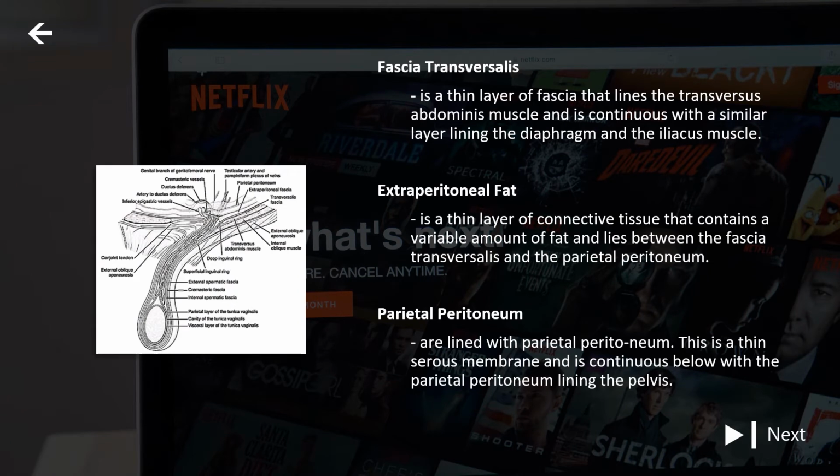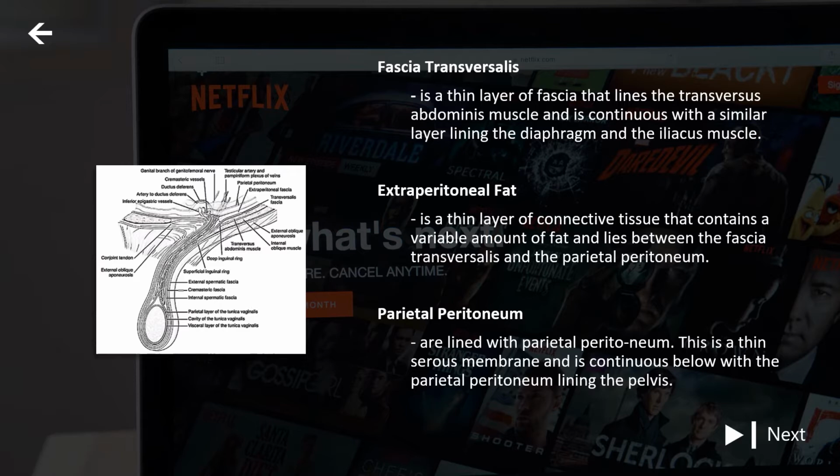Fascia transversalis is a thin layer of fascia that lines the transversus abdominis muscle and is continuous with a similar layer lining the diaphragm and the iliacus muscle. The femoral sheath for the femoral vessels in the lower limbs is formed from the fascia transversalis and the fascia iliaca that covers the iliacus muscle.